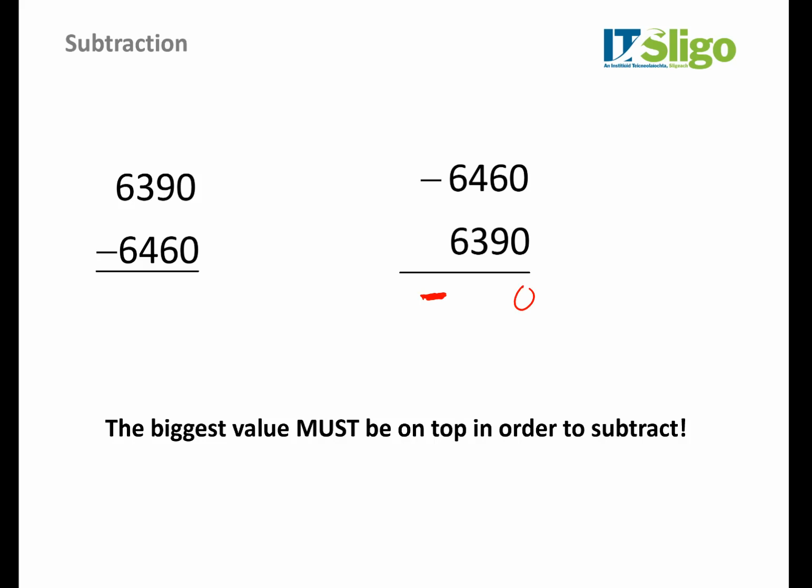0 from 0 is 0. 9 from 6 won't go. 9 from 16, we'll borrow. 9 from 16 is 7. 3 from 3 is 0. And 6 from 6 is 0. So the answer there is -70. You'd need to borrow 70 euros to pay for that car.